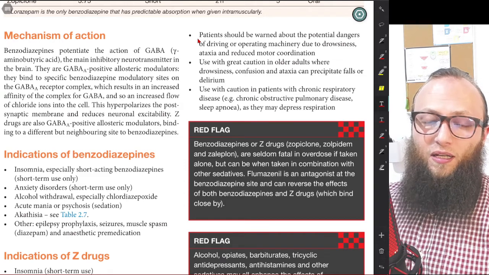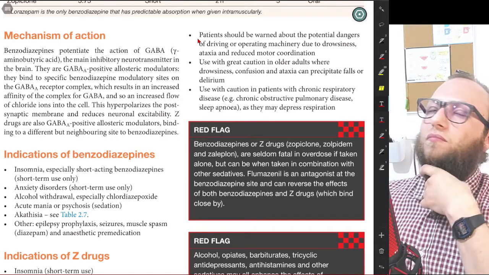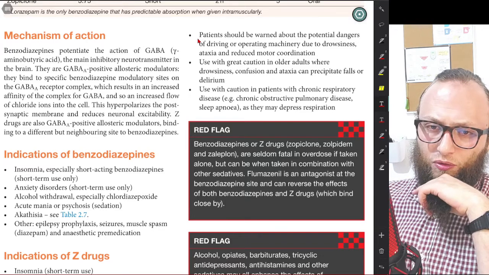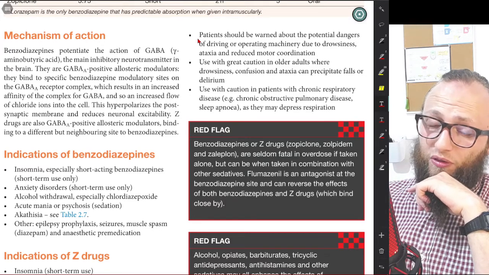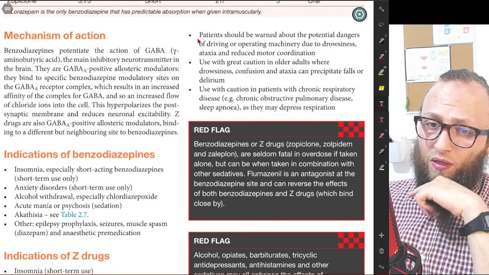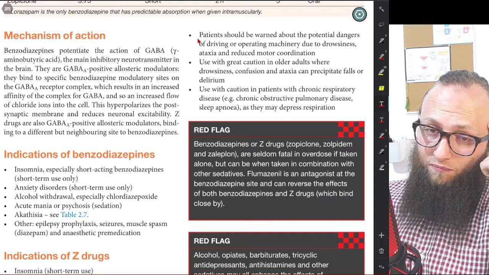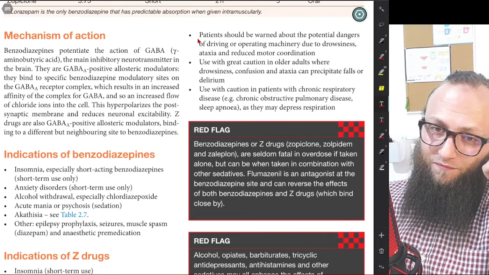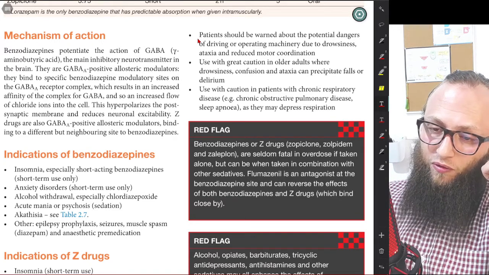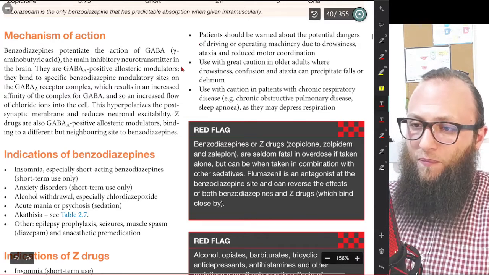And actually, as I know, these side effects are much more potent, I would say, in benzodiazepines. But I don't know why, maybe some British books would consider these drugs as dangerous drugs. I'm not sure about that.